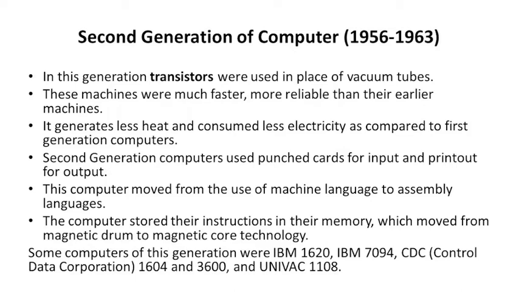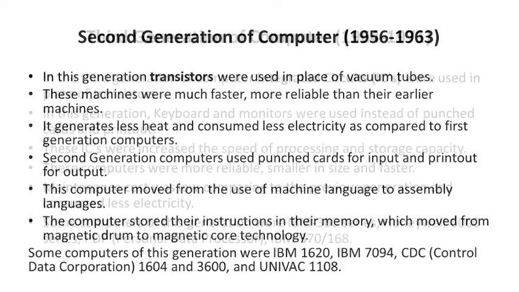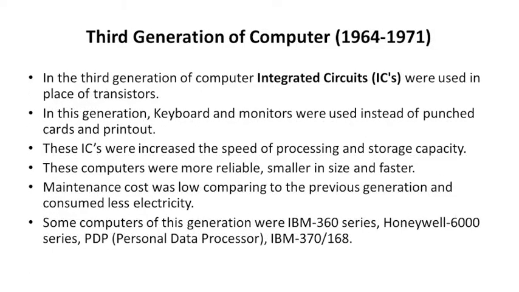Some computers of this generation were IBM 1620, IBM 7094, CDC, that is Control Data Corporation, 1604 and 3600, and UNIVAC 1108. That is about the second generation.